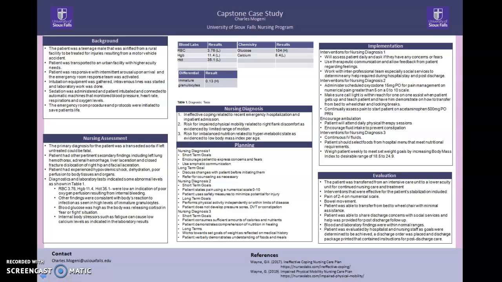Background: my patient was a teenage male that was airlifted from a rural facility to be treated for injuries resulting from a motor vehicle accident. Patient was transported to an urban facility with high acuity needs. He was responsive with intermittent arousal upon arrival, and the emergency room response team was activated at the time.